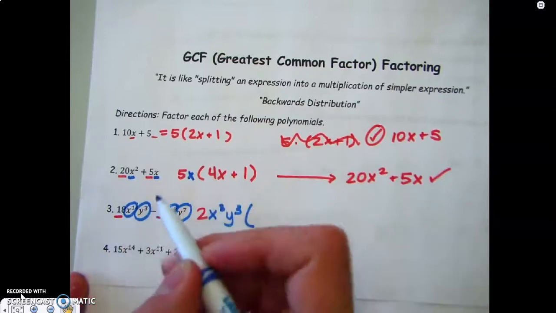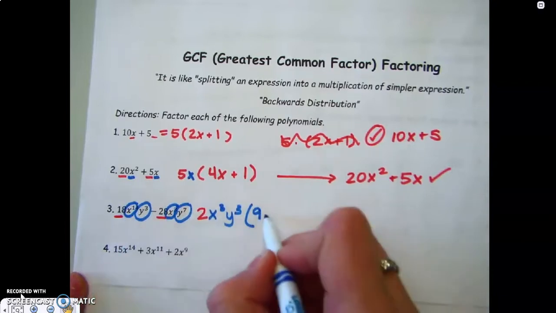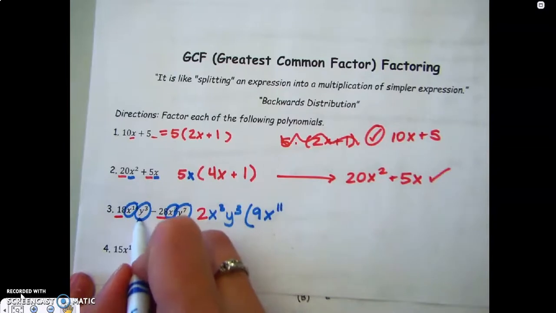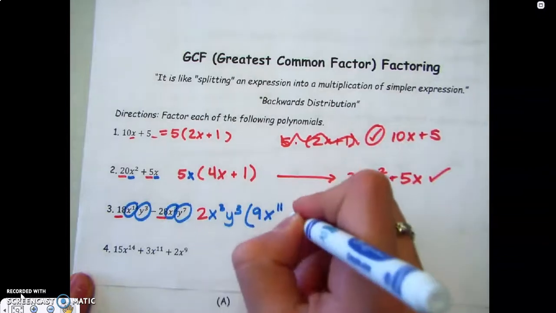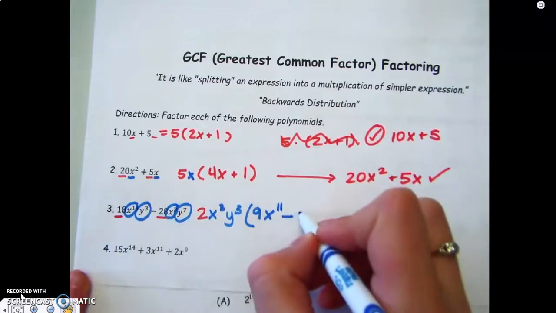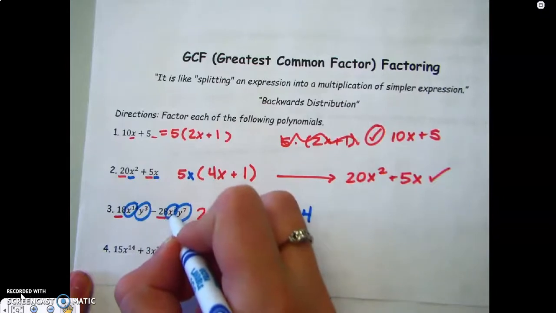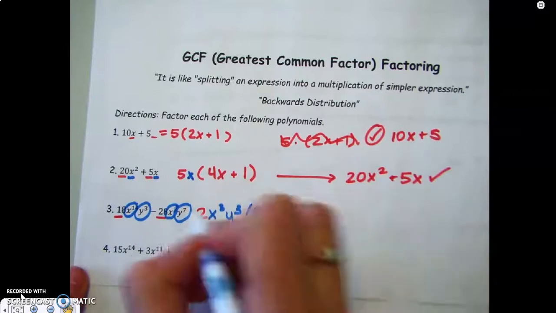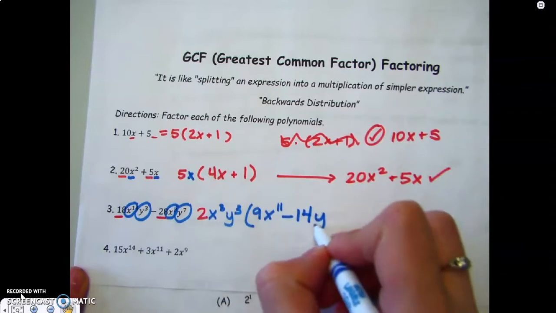So I can take 2 out of 18, that will be 9. I can take 3 x's out of x to the 14, that'll be x to the 11. I'll take 3 y's out of y to the third, that will just be 1, so I'll just have x there. If I take 2 out of 28, I will get 14. If I take 3 x's out of x to the third, I'll get nothing, or 1. And if I take 3 y's out of y to the 7th, I'll get y to the 4th left.